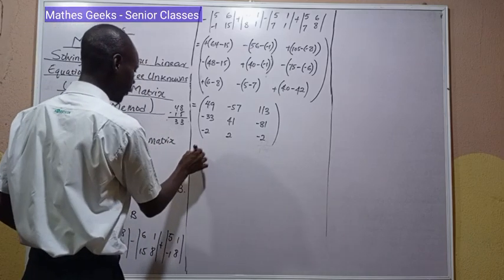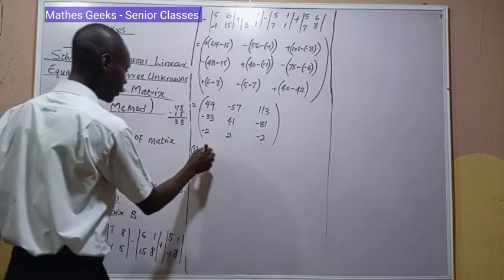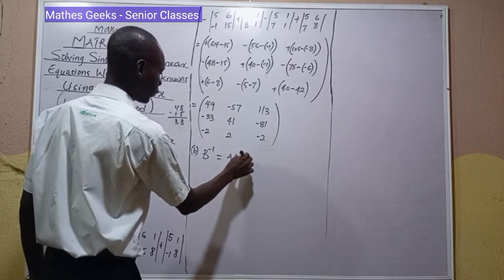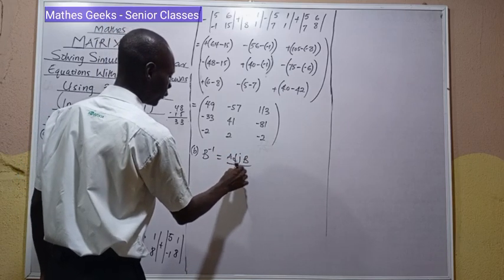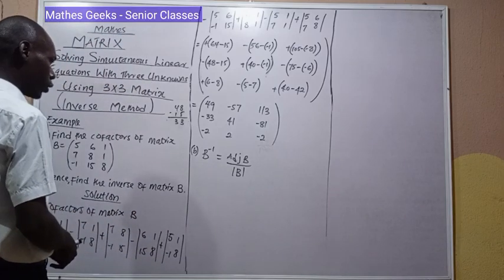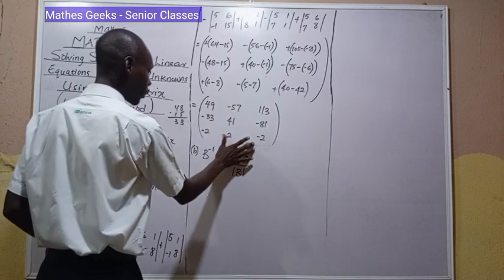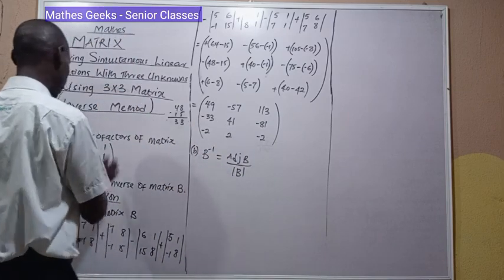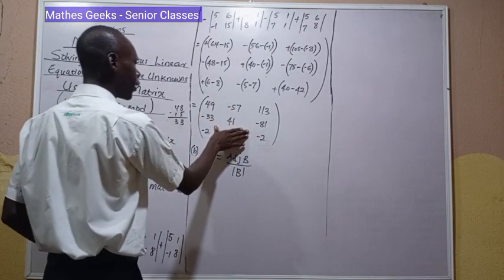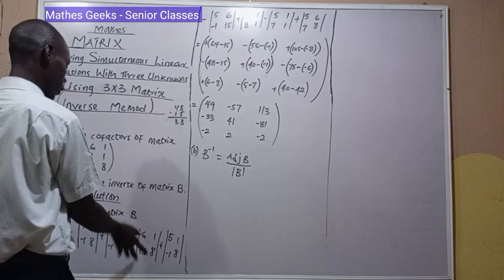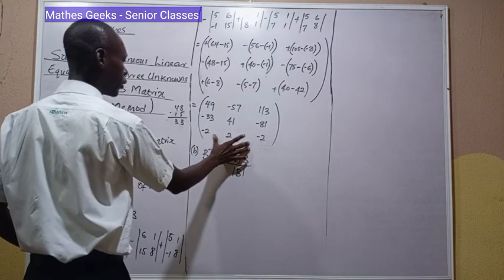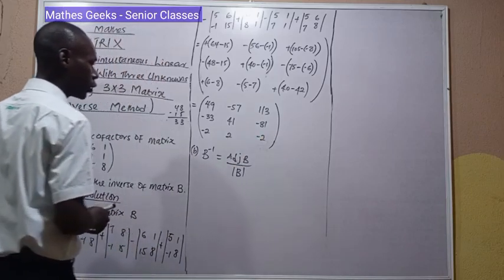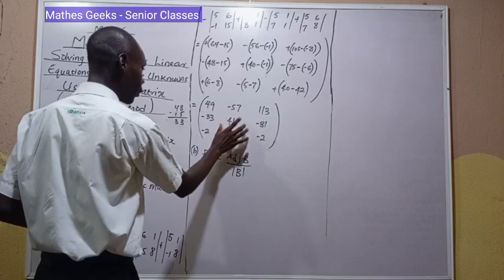So the B part says find the inverse of matrix B. That implies the adjoint of B over the determinant of B. The adjoint of matrix B is the transpose of the matrix formed by the cofactors of matrix B. These are the cofactors, and when you put them in a matrix you have the matrix of cofactors. So the adjoint means transposing this matrix.